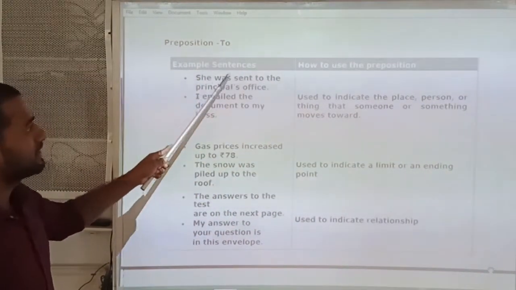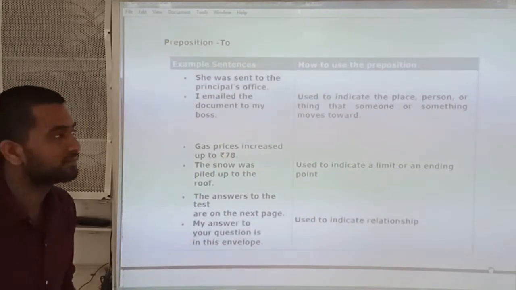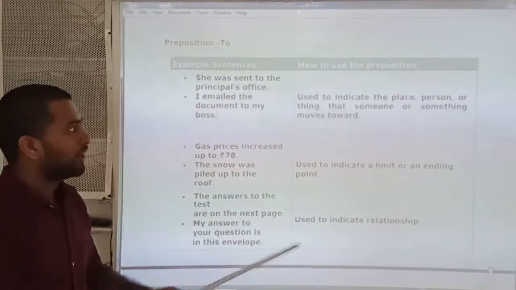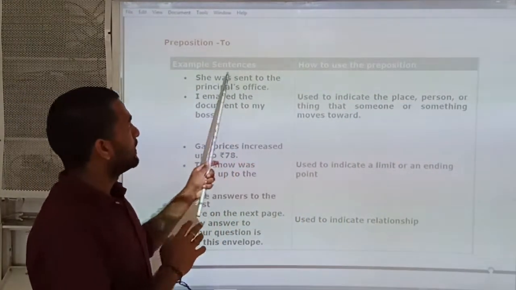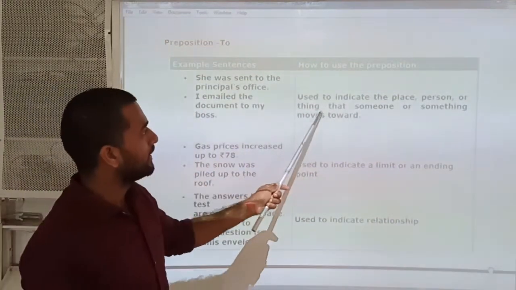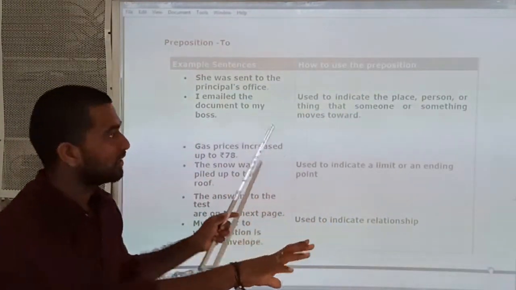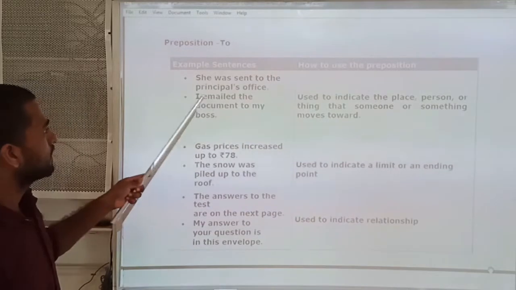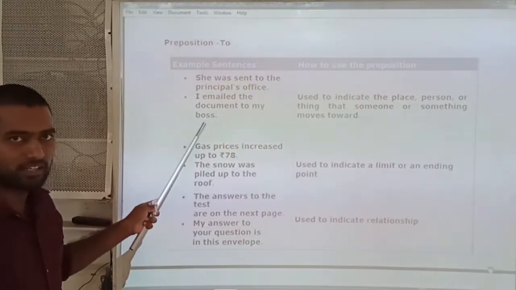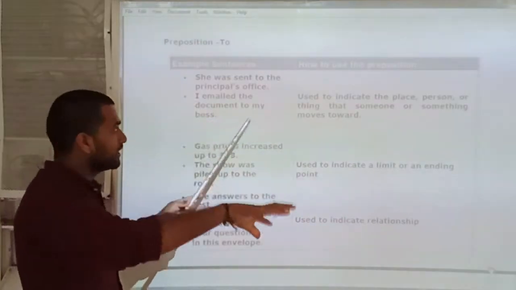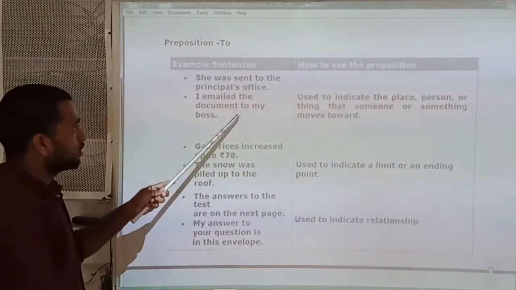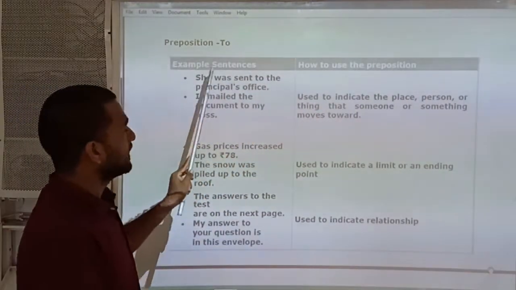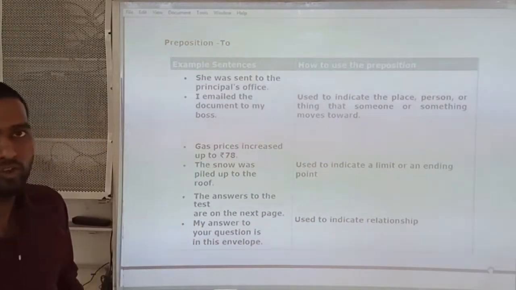Look at this example. She was sent to the principal's office. Here she is a person, and it indicates that someone or something moves towards. She was sent means she was moving towards the principal's office. Next, I emailed the document to my boss. It means these documents move towards his boss through email. So when there is a movement done by a person, place or thing, then we use the preposition to.